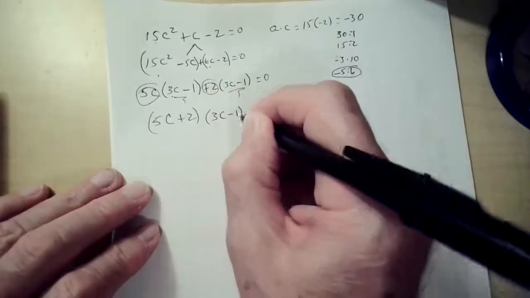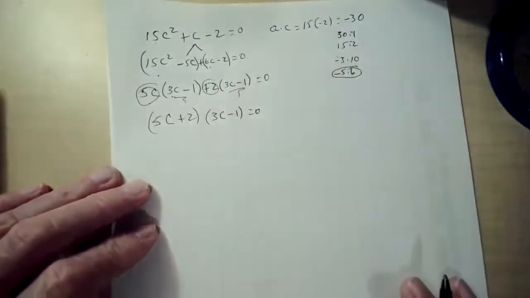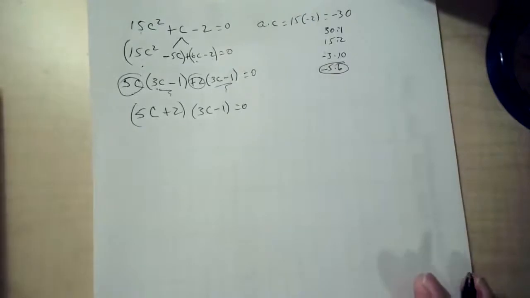And again, these two have to be the same, and they are. 3c minus 1 equals 0.